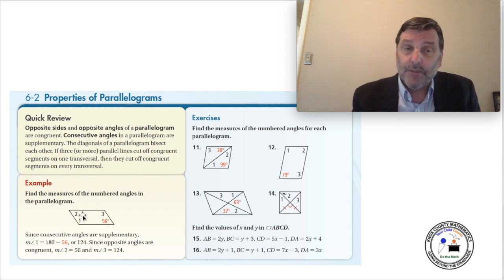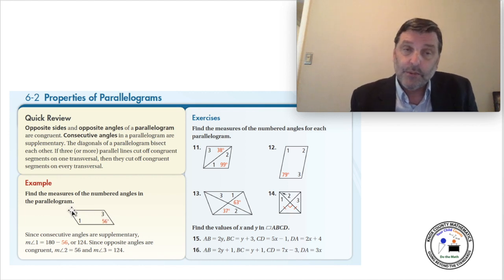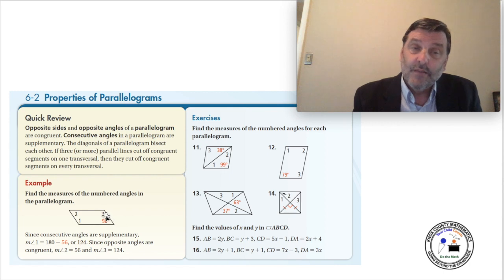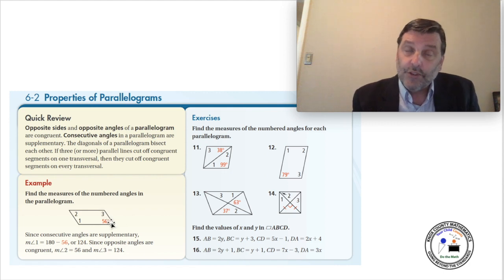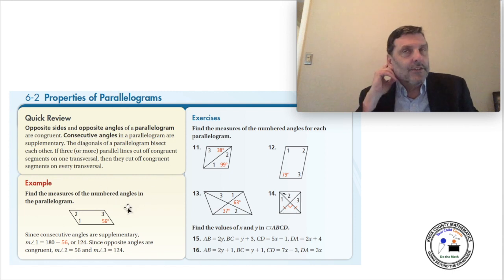I could look at opposite, where the opposite of this angle down here in the bottom, 56, would be, whoop, opposite is number 2. So that must mean number 2 must be 56 also. But consecutive, an example of consecutive is 3 and this bottom one, or 1 and this 56 are consecutive. They're supplementary, means they add up to 180.